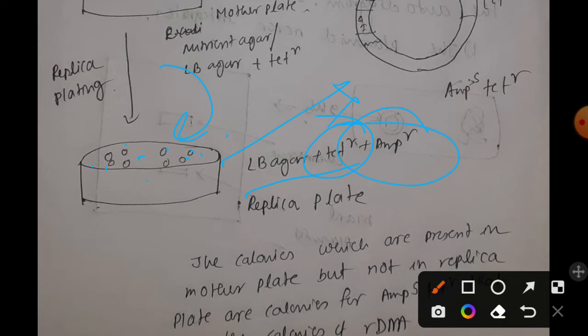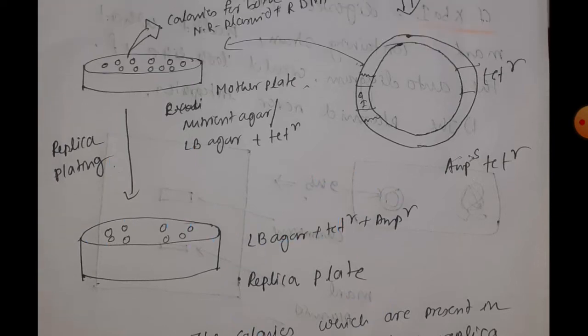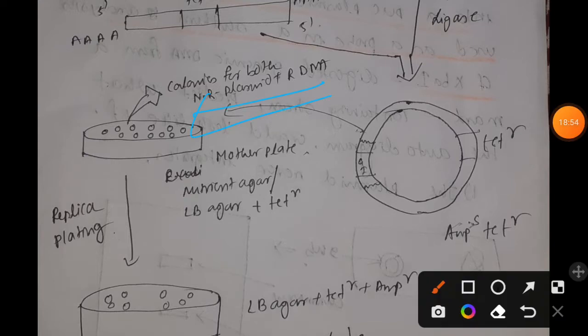The plate that is prepared by taking the replica from the mother plate is known as the replica plate, and that is why the name replica plating is given to this technique. Now upon incubation we will get colonies, but they will be fewer in number than in the mother plate. And this is obvious, right? Because in the mother plate both ampicillin resistant, tetracycline resistant plasmid containing bacteria are present, along with ampicillin sensitive, tetracycline resistant containing bacteria. Both kinds of bacteria are present in that plate, but in the replica plate there are only those with ampicillin and tetracycline resistance.